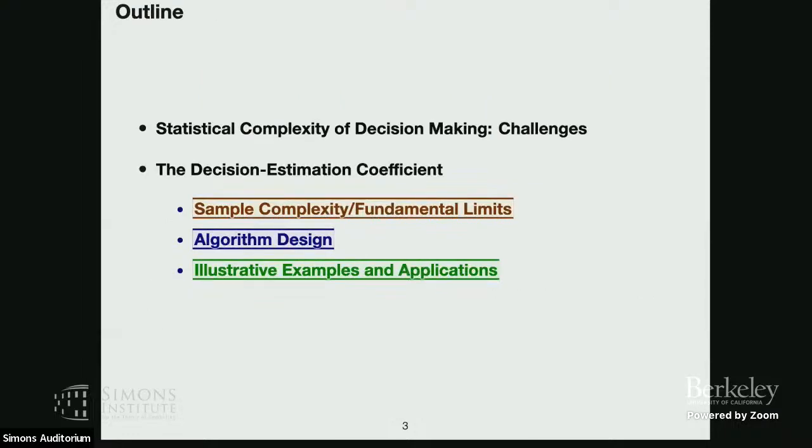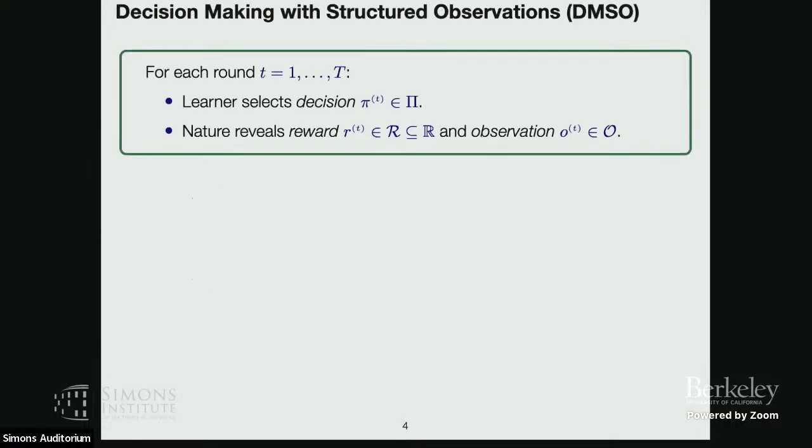With that in mind, the game plan is as follows. I'll start by formally introducing the interactive decision-making problem and highlighting some challenges. Then we're going to introduce a new way of trying to solve this, and we'll see how this leads to new algorithms and sample complexity guarantees through a bunch of illustrative examples. So let's go ahead and dive in.